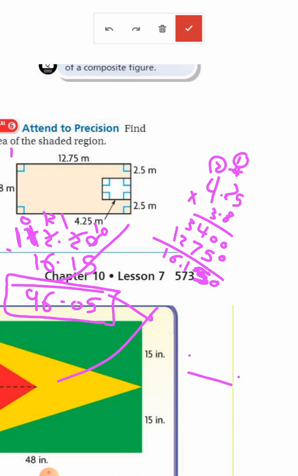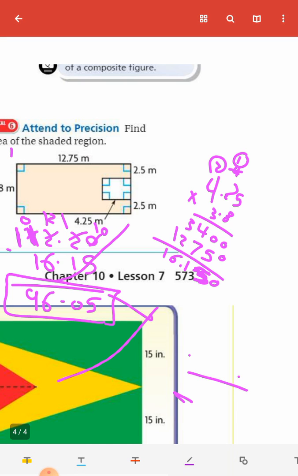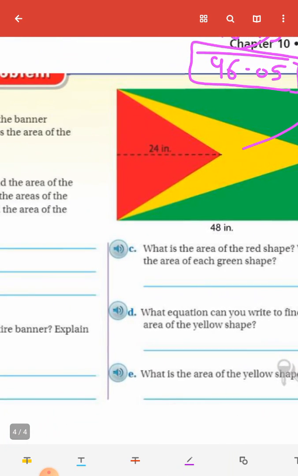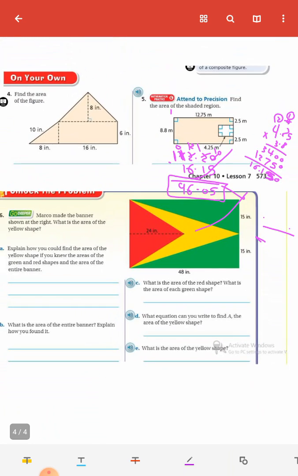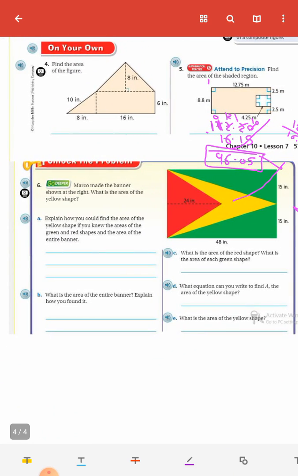Okay. After that, we have this problem solving. Here he asked me: Marco made the banner shown at the right. What is the area of the yellow shape? Here he asked me about this one, the yellow shape.